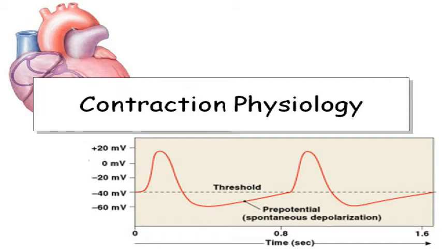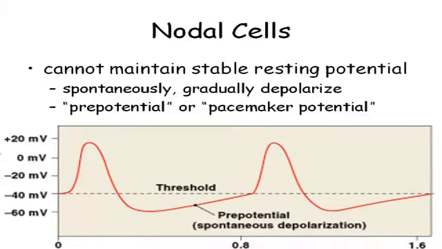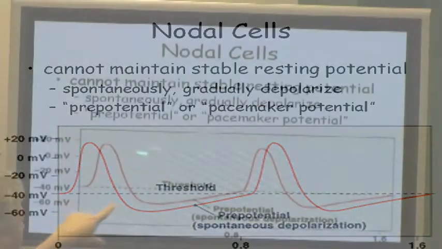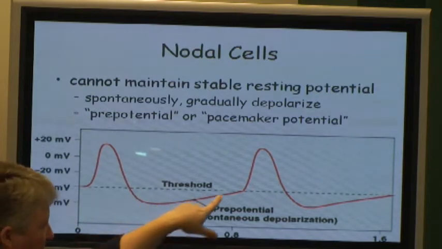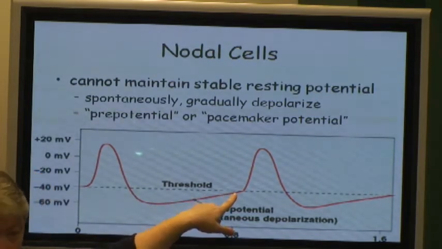So now that we know how the cardiac conduction system works, let's talk about the actual contraction of the other 99%. This is what I was saying before. The nodal cells cannot maintain that stable resting potential, or that stable membrane potential. And so here they are. They're at about minus 60, and they slowly let sodium leak in. That's called a pacemaker potential. I don't care that you know that, but that's what it's called.